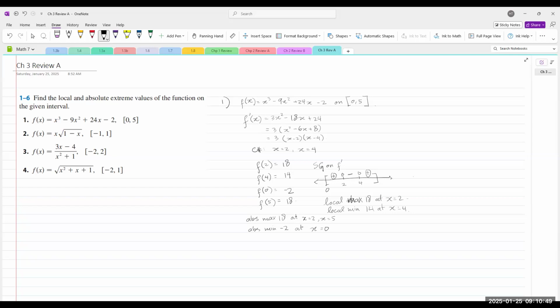Okay, now suppose you try to use the second derivative test. The second derivative, we see from that f prime of x there, we get 3 times (2x minus 6). Okay, so f double prime of 2 is negative, which means that's a local max. That's a local max at 2.